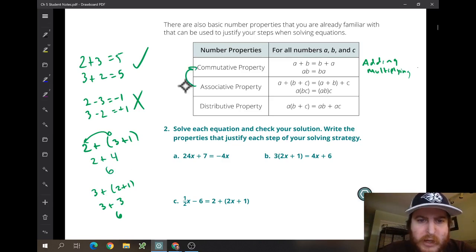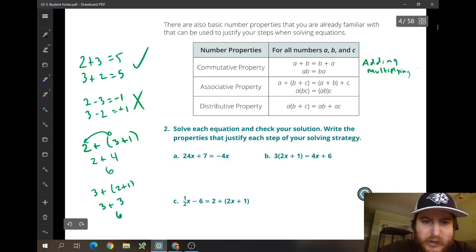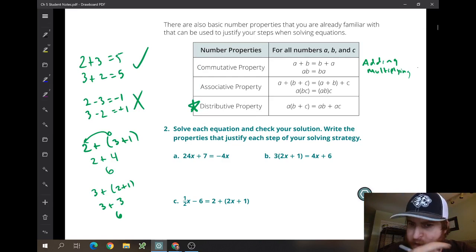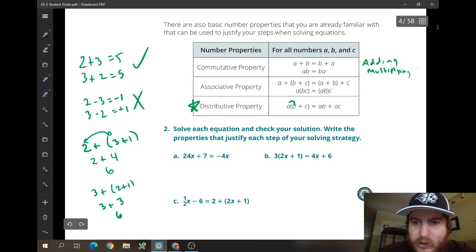They're very closely related. And then the last one is our distributive property, which is probably the most important one. That shows that when we are multiplying into a parentheses, we multiply to each term that gets added or subtracted. So a times b plus a times c. So think of any adding or subtracting sign here as kind of like our separator. You multiply to everything you're separated by an adding or a subtracting sign.